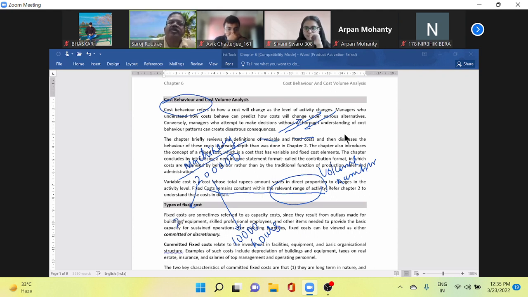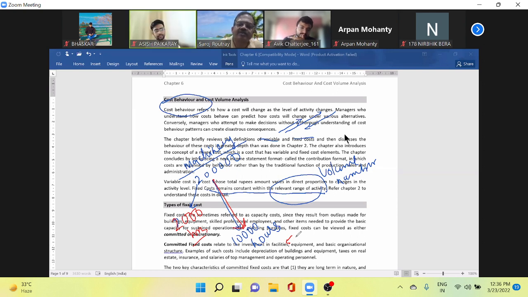The machinery can be used for 2,000 hours in a year. This is the capacity. So how many years will you be using the machinery? 5 years. Yes, 5 years.